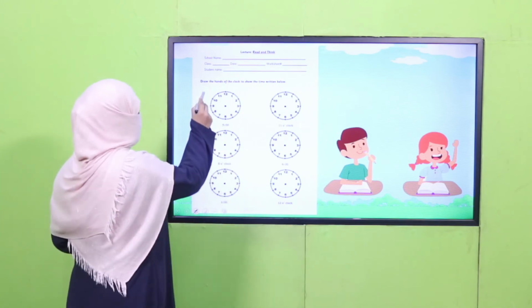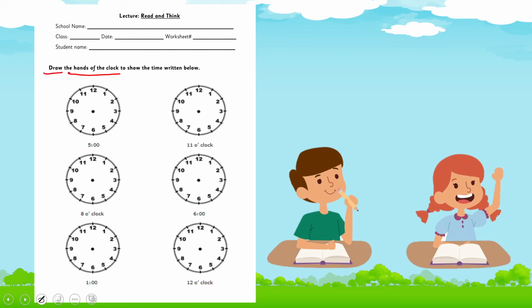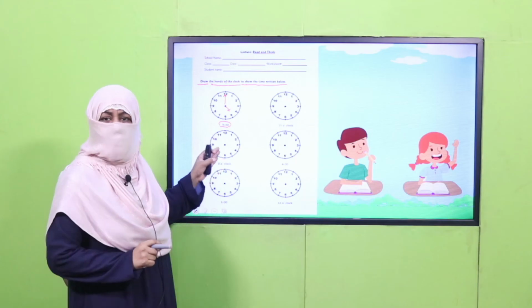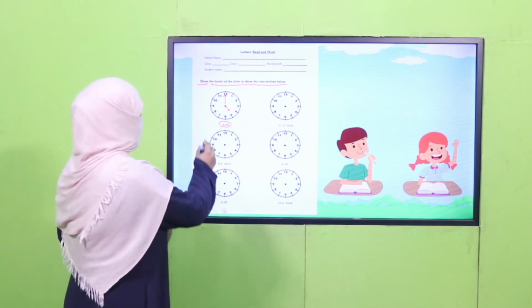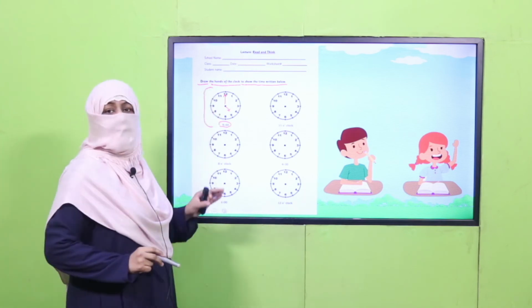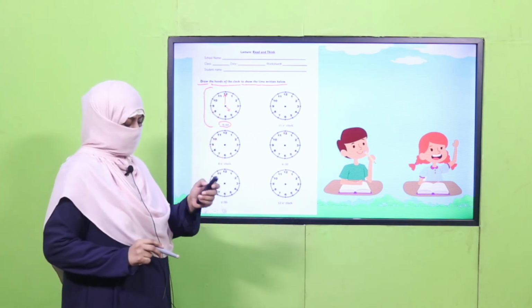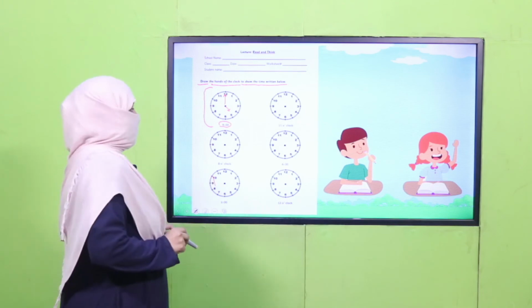And students, what you are supposed to do? Draw the hands of the clock to show the time written below. Time is written here. You will draw the hands of the clock. So it's 5 o'clock. I'm going to do it for you. This smaller hand, the hour hand, will point to 5 and the minute hand will point to 12. So this is the time written here. In this way, you will complete this worksheet. I hope you will enjoy doing it.